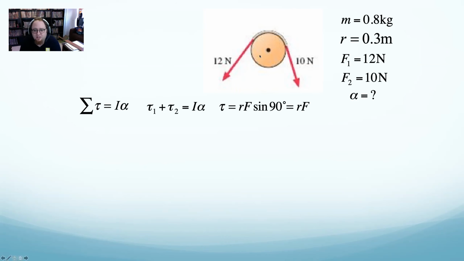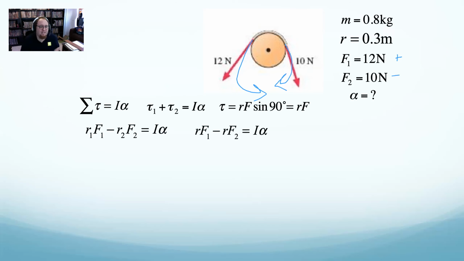Now, let's look at them. I said force 1 is the 12. Force 1, when left to its own devices, is going to go this way. That's counterclockwise. This guy is positive. Force 2, when left to its own devices, goes down this way. That's clockwise. So it's going to be negative. And so what I'll say is R1 F1 minus R2 F2 equals I alpha.